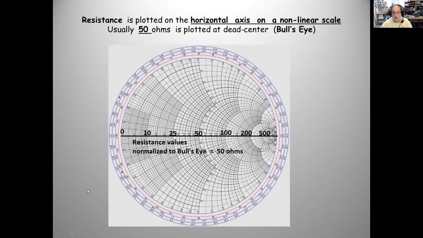Now, something else. It's not a linear scale. Who cares? That's important. So it goes 0 ohms, 10, then 25, 50, 100. So you see it's progressing geometrically here. So it's not a linear scale, and 50 is the bullseye. 0 is the far left, infinite, far right. Okay, so far?